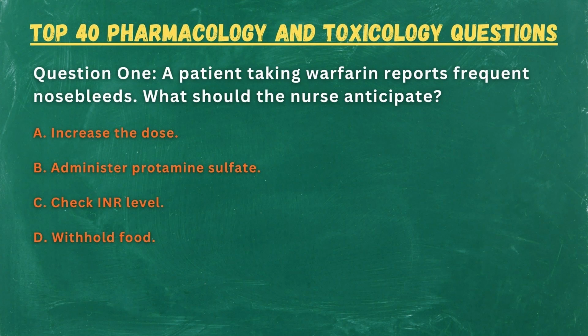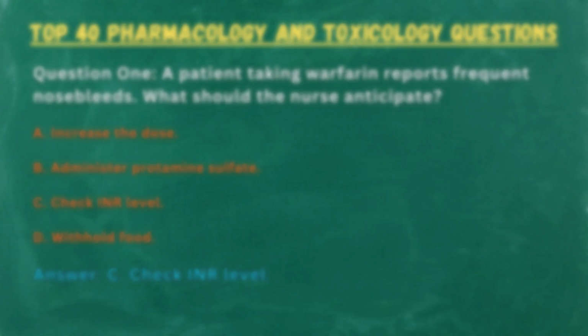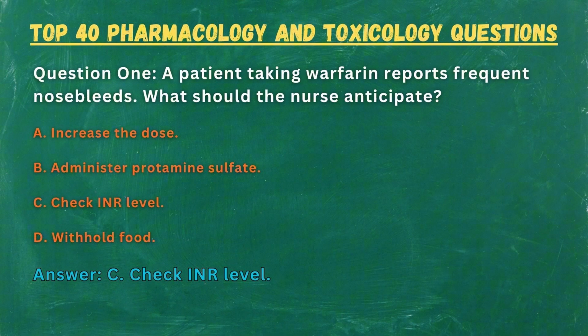Question 1. A patient taking warfarin reports frequent nosebleeds. What should the nurse anticipate? A. Increase the dose. B. Administer protamine sulfate. C. Check INR level. D. Withhold food. Answer. C. Check INR level.